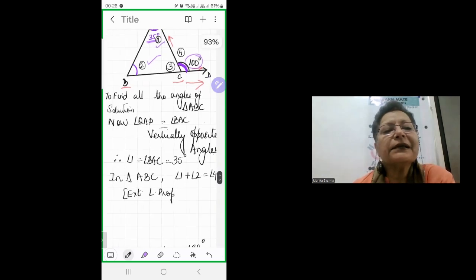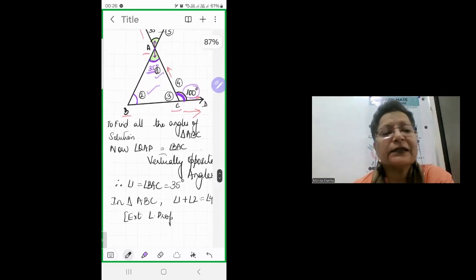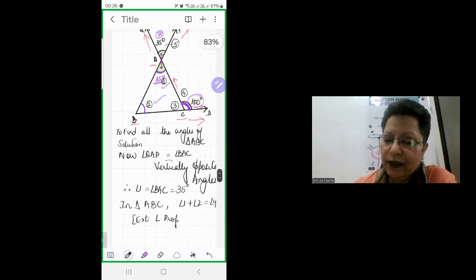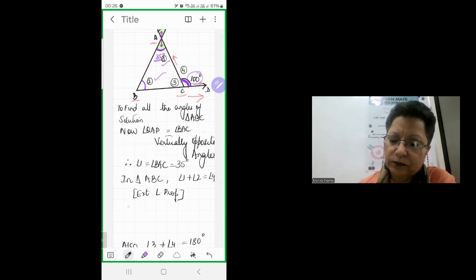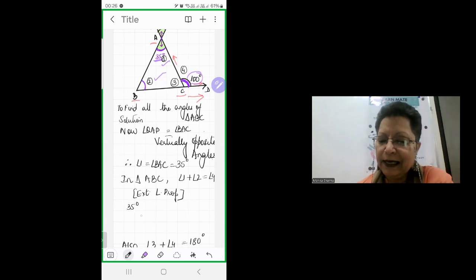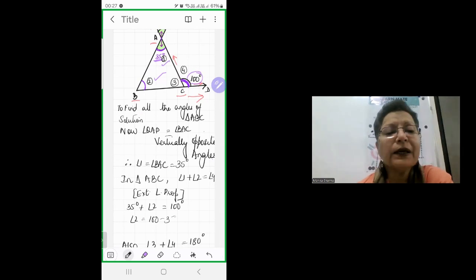Now in triangle ABC, I've just told you angle 4 is nothing but angle 1 plus 2, and that's the exterior angle property. What is angle 1? We've just found out that is 35 degrees, plus angle 2 is unknown to us, and angle 4 is given as 100 degrees to us. So from here, if I transpose 35 to the right, I'm going to get angle 2 is equal to 100 minus 35, which comes out to be 65 degrees, right?